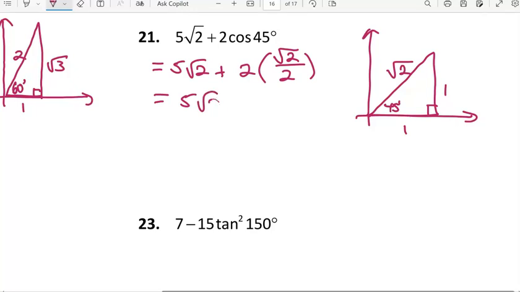Now we're going to perform our multiplication. 2 times the square root of 2 over 2 is just the square root of 2. And 5 times the square root of 2 plus 1 times the square root of 2 is 6 times the square root of 2.